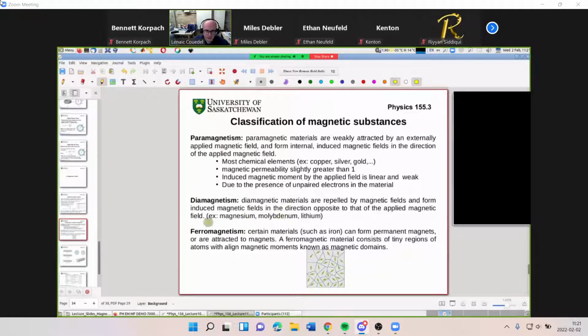And finally, you have ferromagnetic materials such as iron. Ferrum means iron in Latin, therefore ferromagnetism. That's how you can form permanent magnets, and they are attracted to magnets. So a ferromagnet consists of tiny regions of atoms with aligned magnetic moments. So you form like small permanent magnets, and you know this as a magnetic domain. And if you apply a magnetic field to this material, you can align all those domains and you can create permanent magnets.